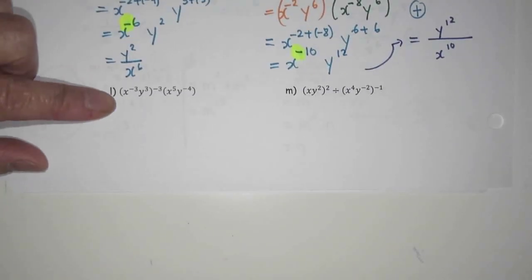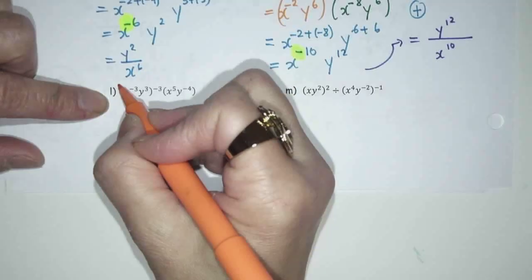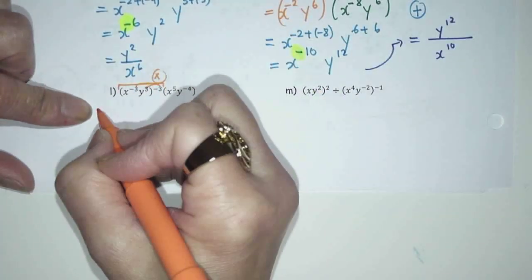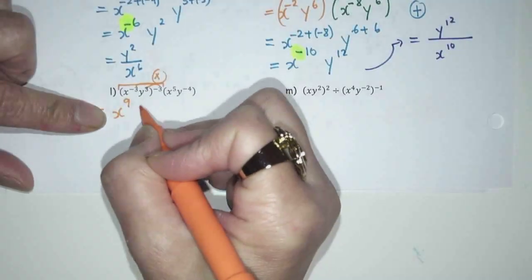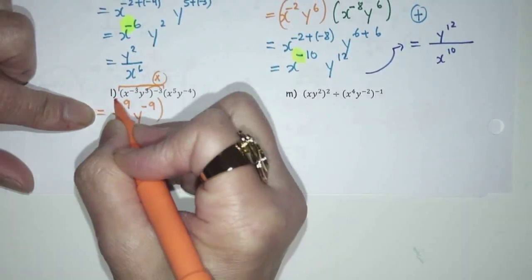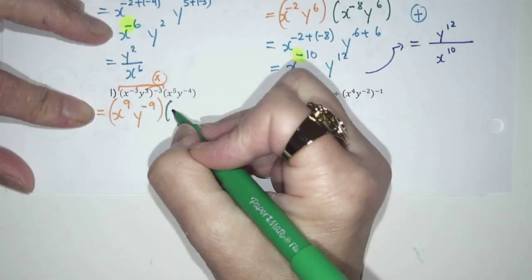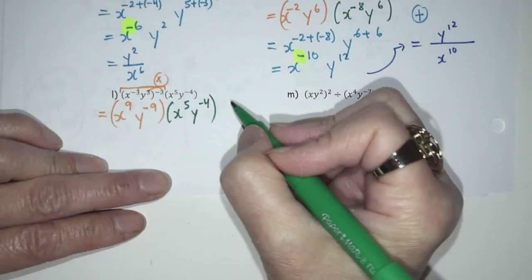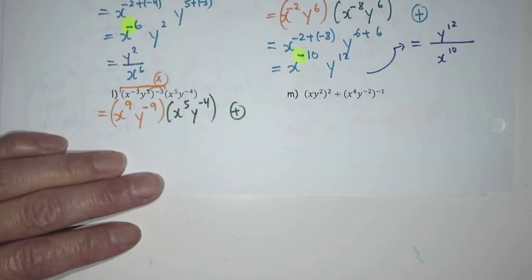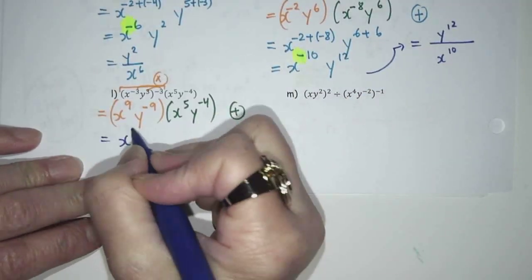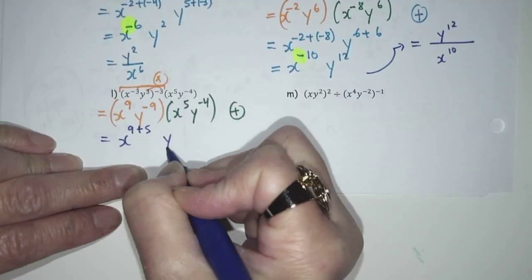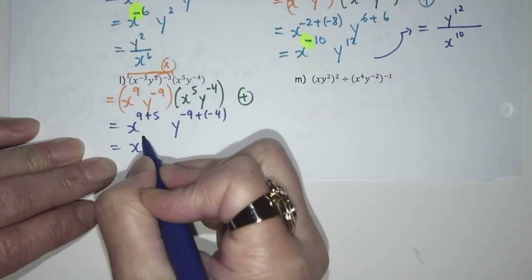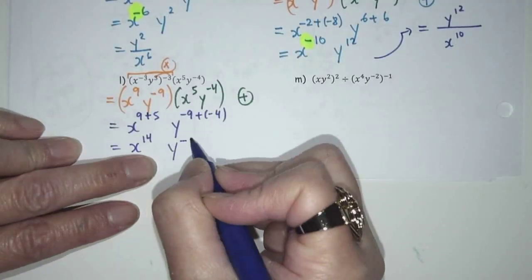Let's try this one here. Looking across, I see multiplication, but I also see the exponent. So I'm going to do 1, 2 with multiplication. So this will be x to the 9, y to the negative 9. So that's all done. And this guy here, like that. So now we have multiplication, which means we're going to add the exponents. So if I add the exponents, this will be x to the 9 plus 5, and y to the negative 9 plus negative 4. So this will be x to the 14, and y to the negative 13.